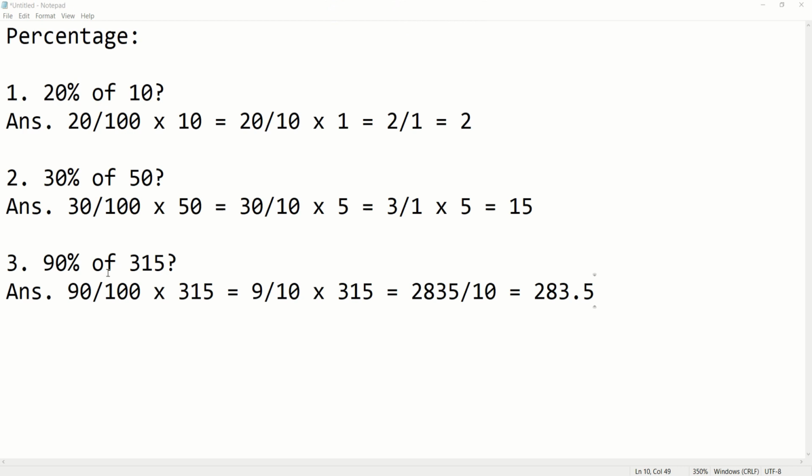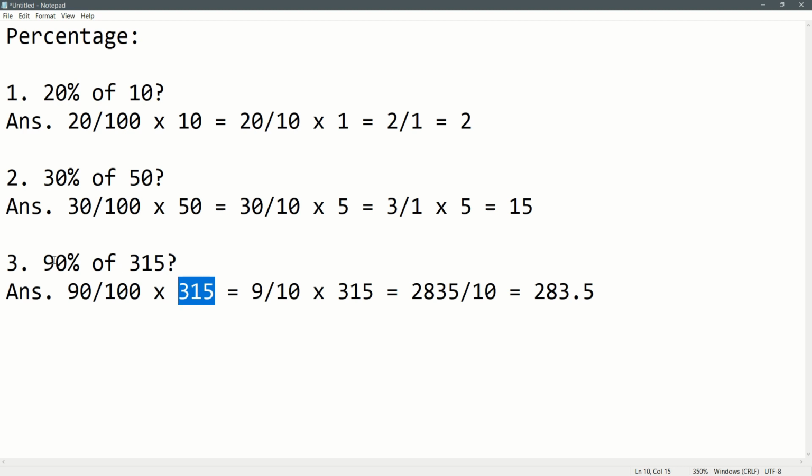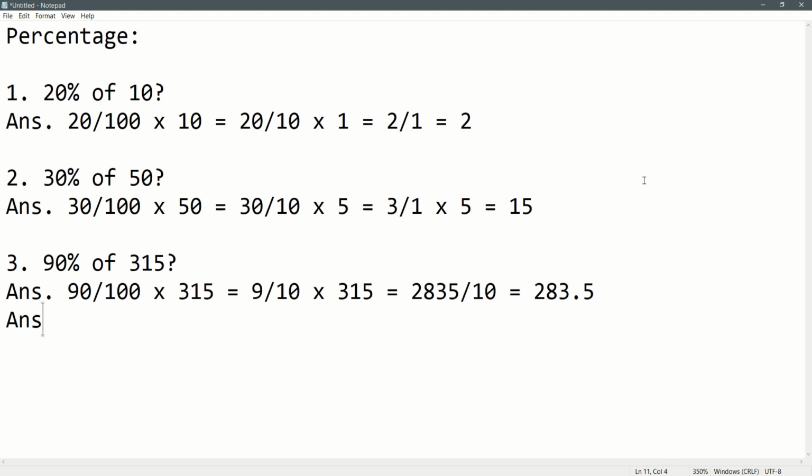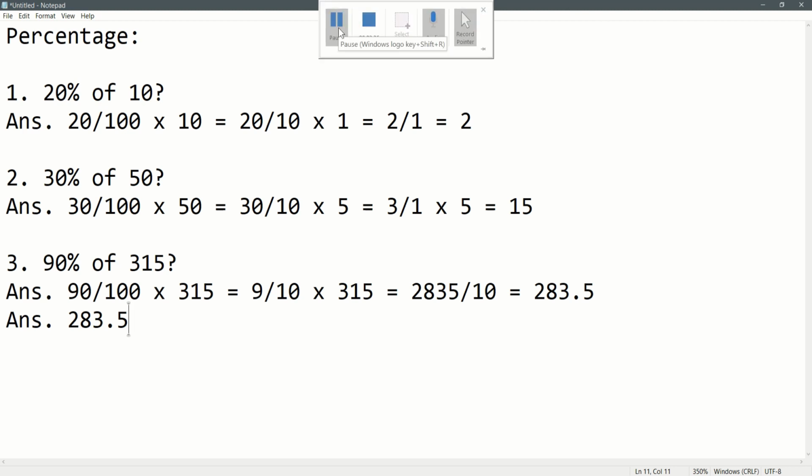So the answer of this question, which is 90 by 100, I mean 90% of 315, is 283.5. This is the accurate answer. I'll be writing it again, 283.5. Done. Okay, so I'll be now giving you more questions like this.